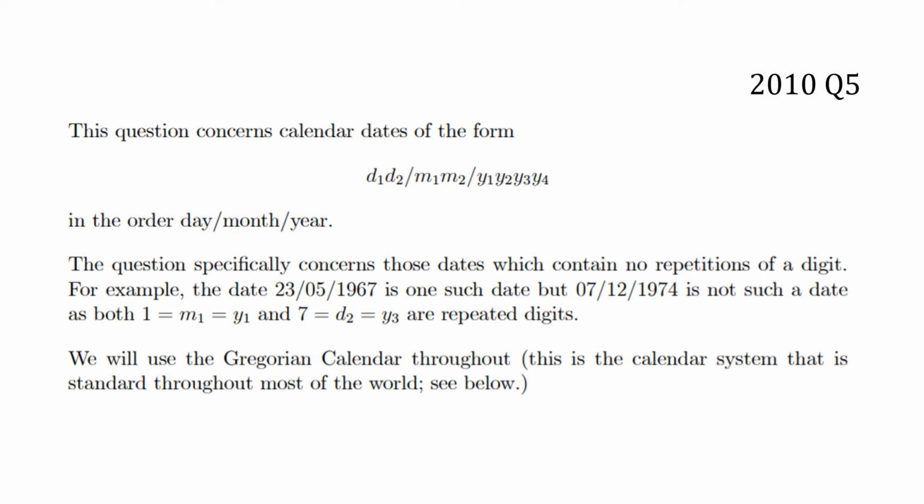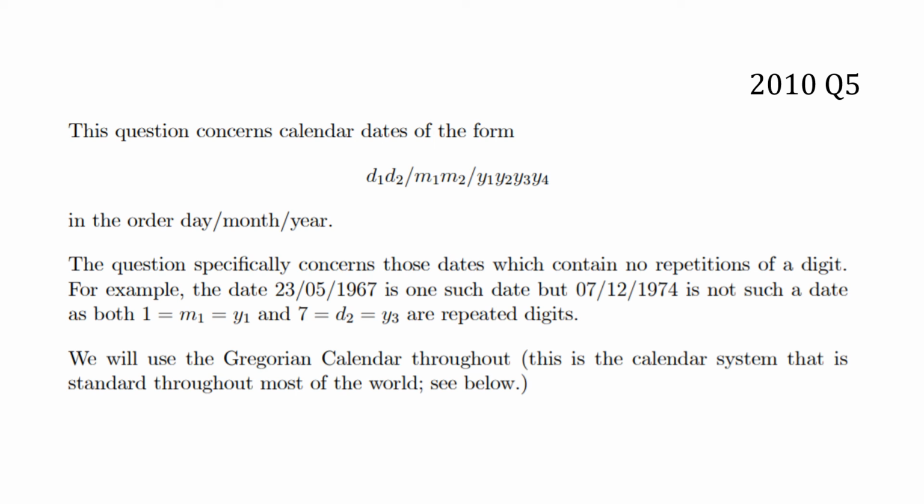Now, the dates are written in the sort of standard form, day, month, year, digits like this. So, for instance, the 23rd of May 2013 would be 23052013. So we have to include zeros. In particular, it concerns those dates which contain no repetitions of a digit. Here's one, no digit is repeated in that date. Whereas for this one, a digit is repeated. In particular, 7 is repeated, and in fact 1 is repeated. But we'd only need one repeat for it to fail. Okay, so we're particularly interested in dates which have no repetition of digits.